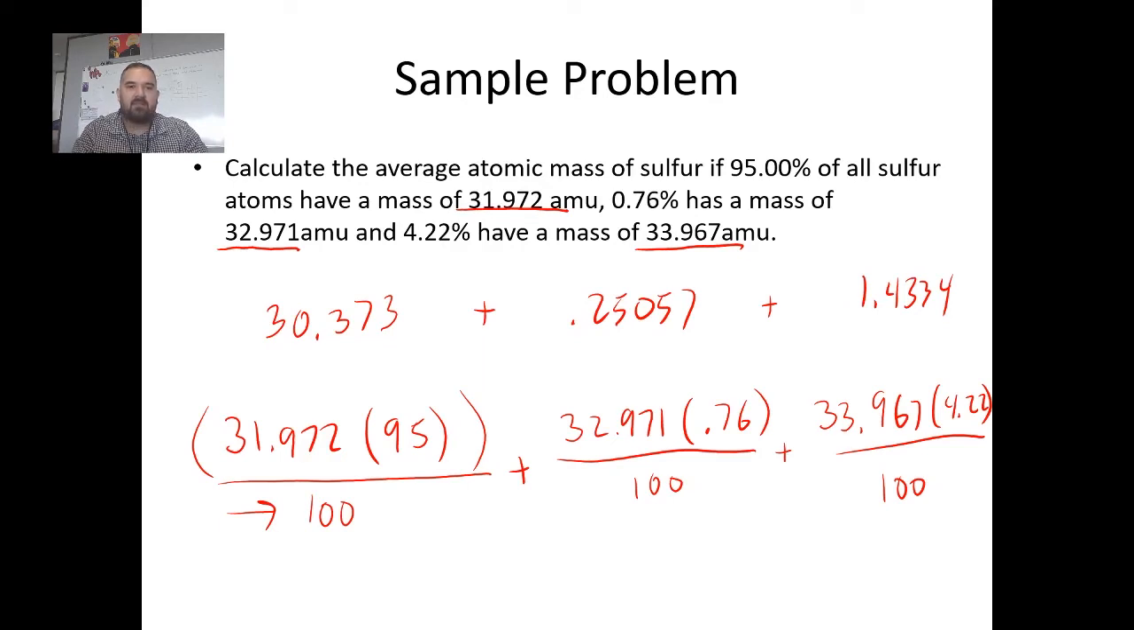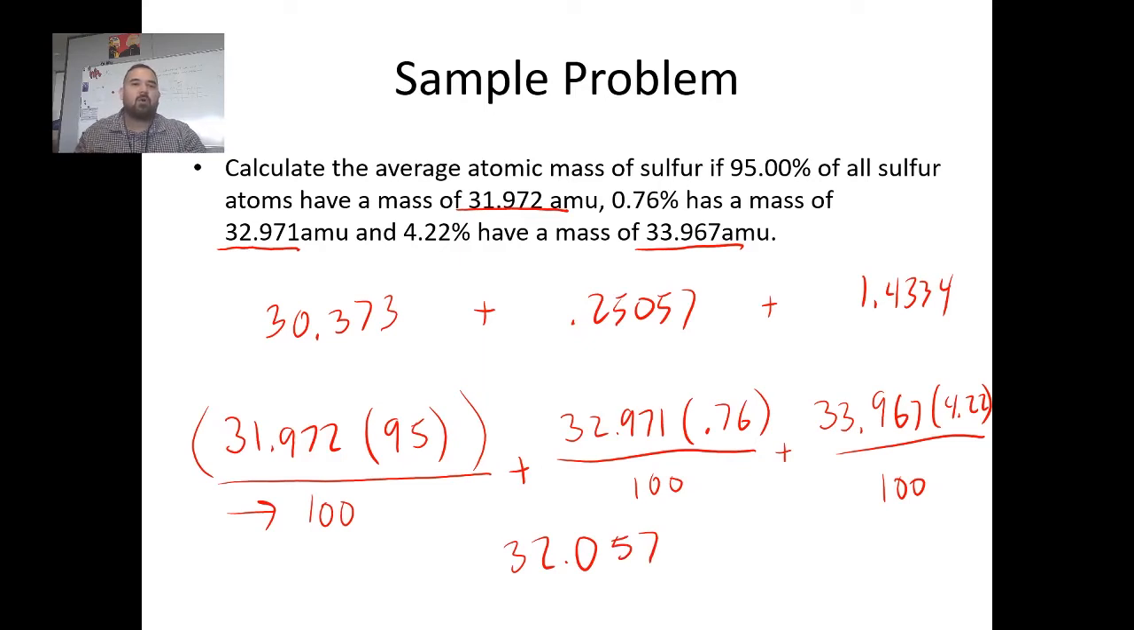So plus 30.373 plus 0.25057. What I came up with was 32.057, and I rounded because we got rid of the numbers that came after that.